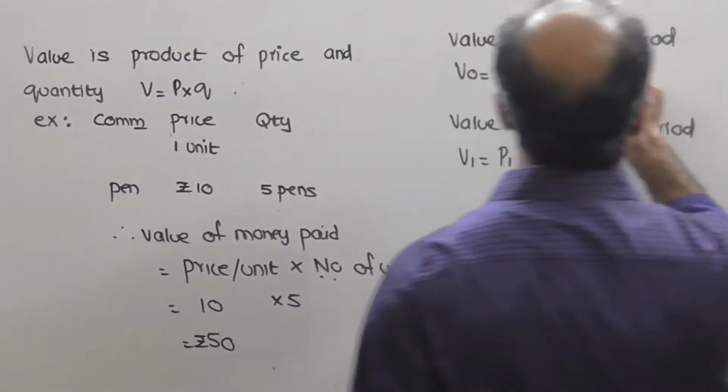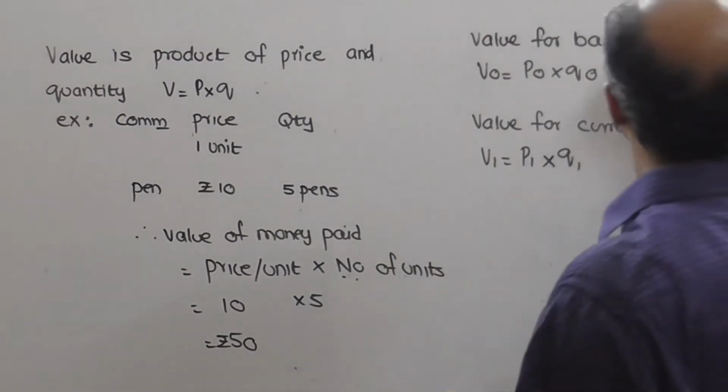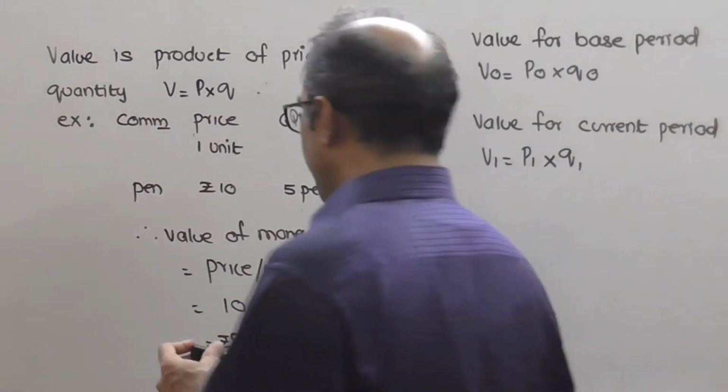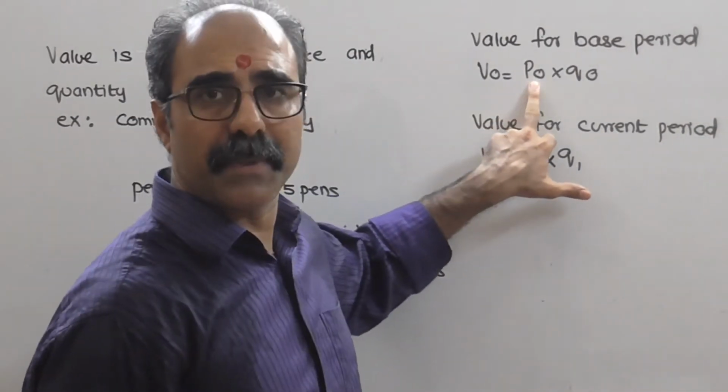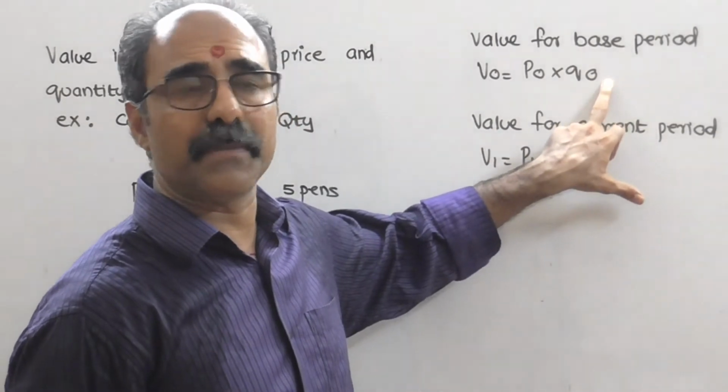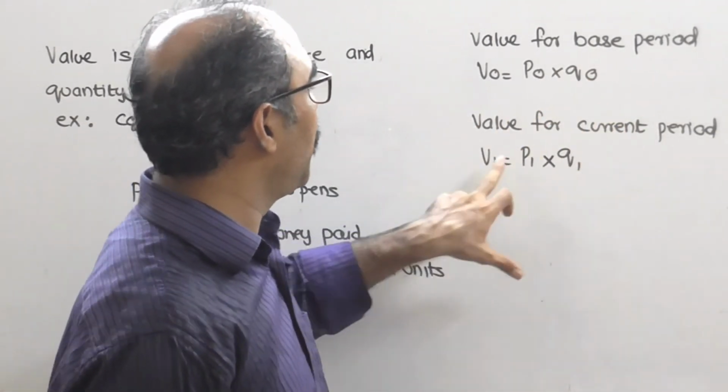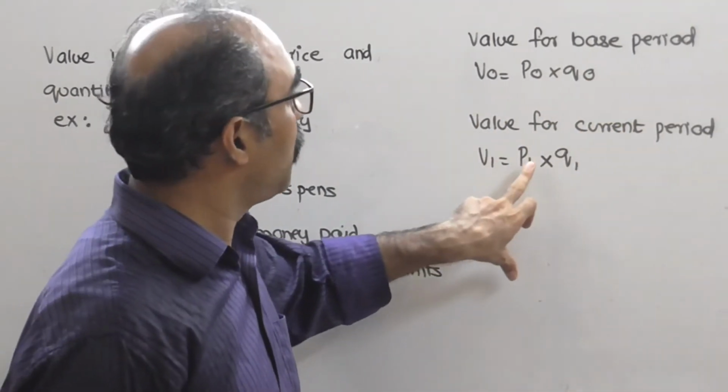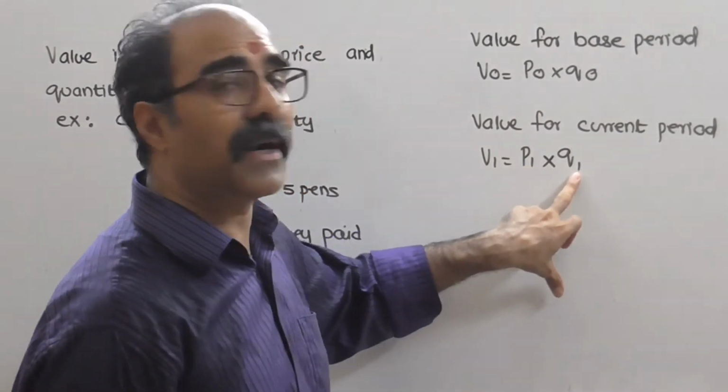Now let's understand what is the meaning of value for a base period. The value for a base period is nothing but price of the base period multiplied by quantity of the base period. Value for current period is V1, which is equal to price of the current period multiplied by quantity for the current period.